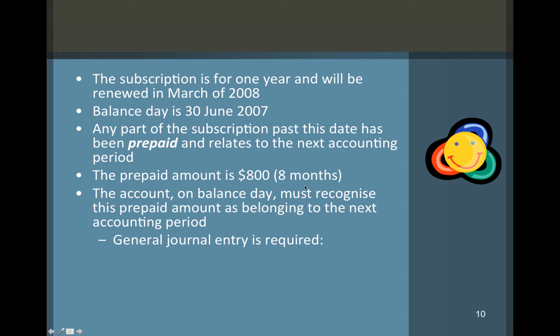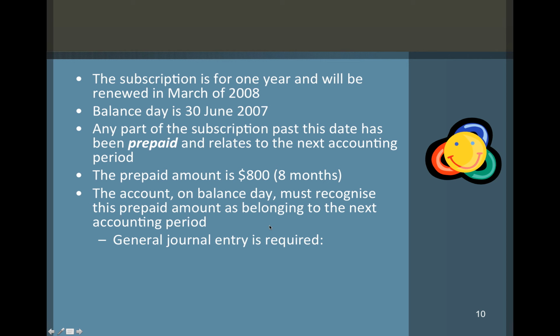So the prepaid amount is $800. I've worked out 8 months worth of the subscription because 8 months is prepaid. Remember we paid it in March. So we've consumed all of March, April, May and June. We've consumed 4 months worth of that subscription. 8 months won't be delivered until the next accounting period. So 8 months worth is prepaid.